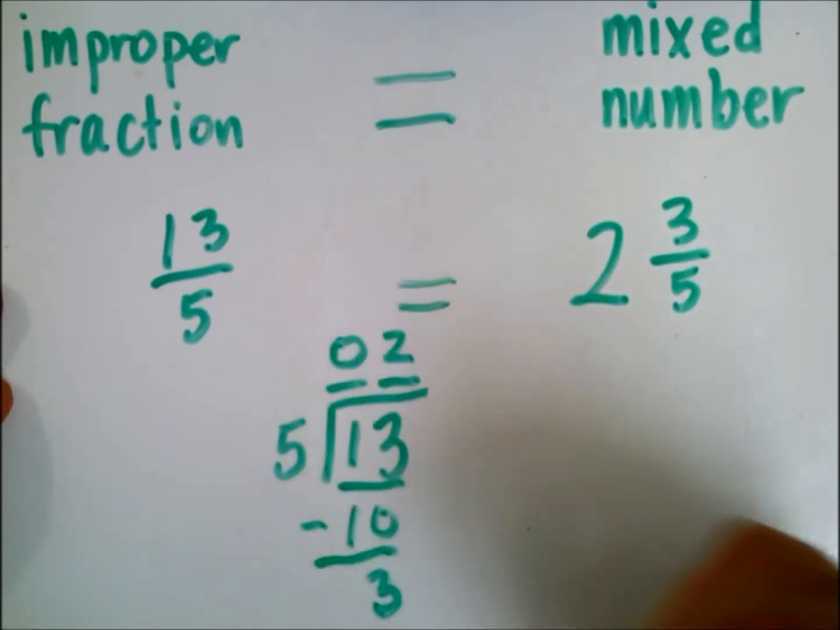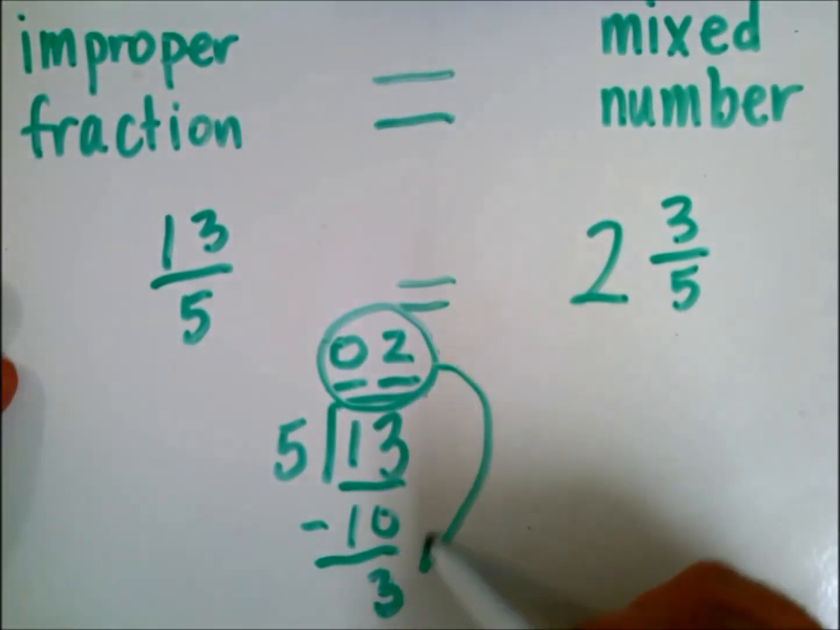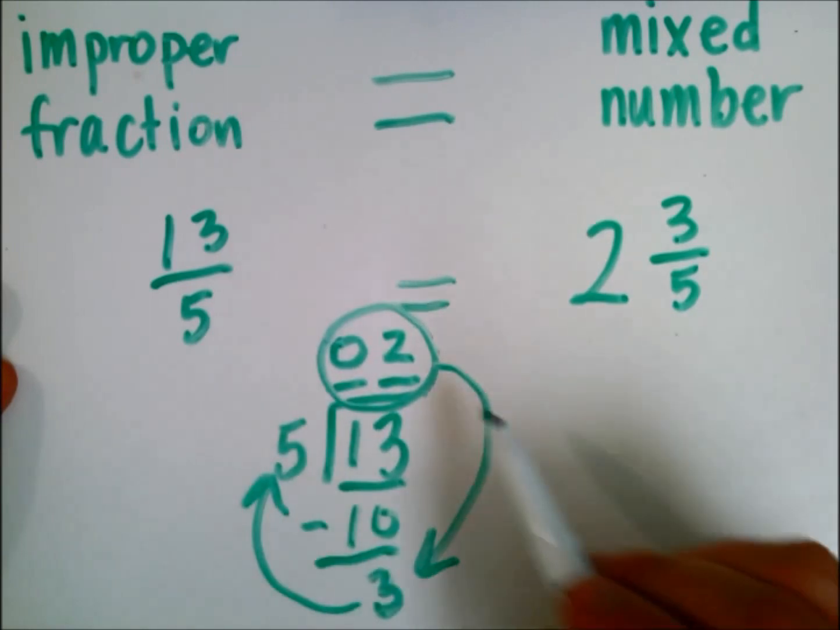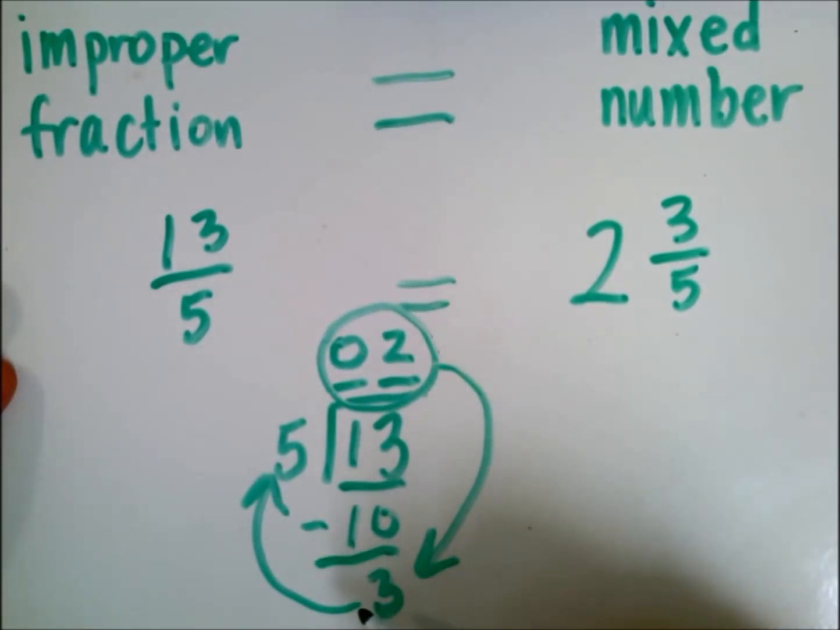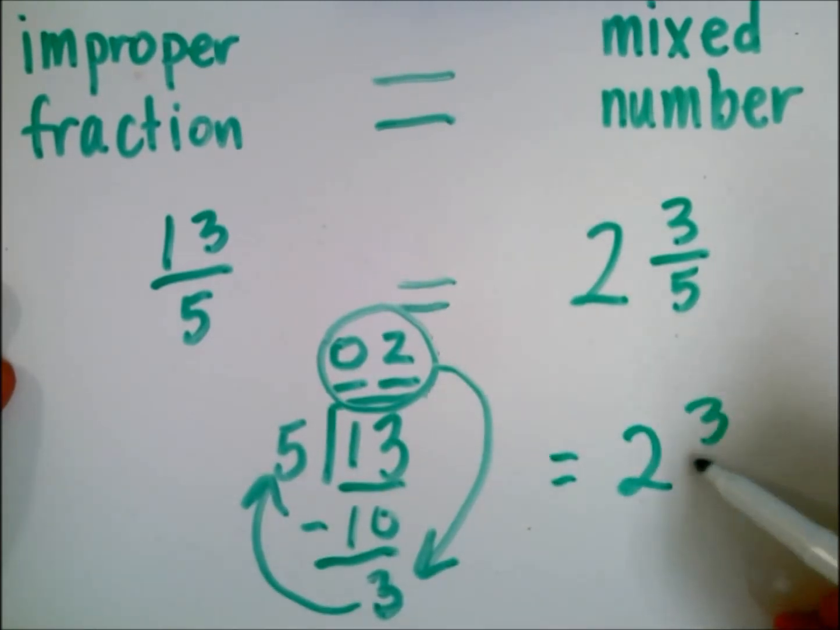Okay. And notice here, the same thing happens. We circle the top, 2 and 3/5, because we know it's 2 and something left over with the remainder. So the quotient and the remainder over the divisor, which equals 2 3/5.